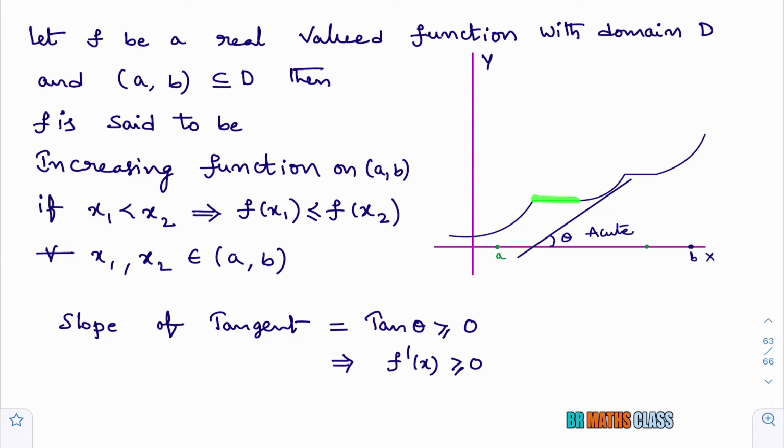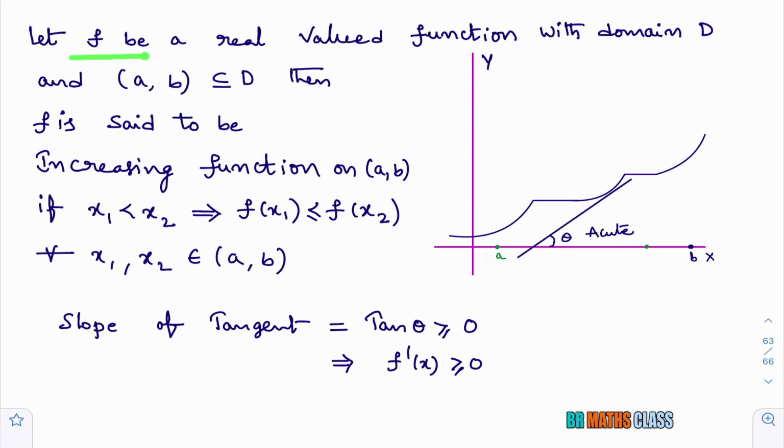Especially in this zone, you observe, the functional values are stationary. They are neither increasing nor decreasing. But overall, if I observe, this is an increasing function only, but it is not strictly increasing. Okay, so what is the definition of an increasing function?